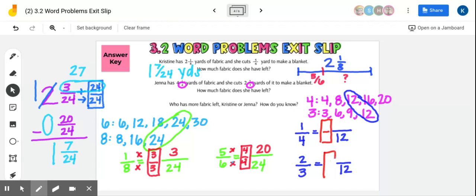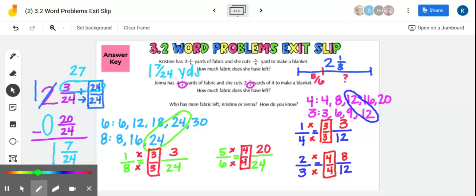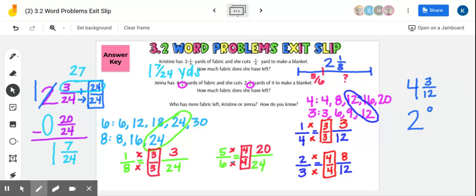Okay, so my giant 1s are all set up, so now I can go through and solve. 4 times 3 is 12, and 1 times 3 is 3. And then my giant 1 over here is 3 times 4 is 12, so 2 times 4 is 8. Awesome. So now I can go back to my original problem. What were my original fractions? 4 1/4. So instead of writing 4 1/4, I'm going to write 4 3/12. And then instead of writing 2 2/3, I'm going to write 2 8/12. And I'm going to subtract.